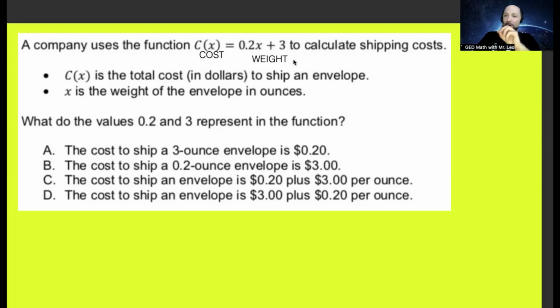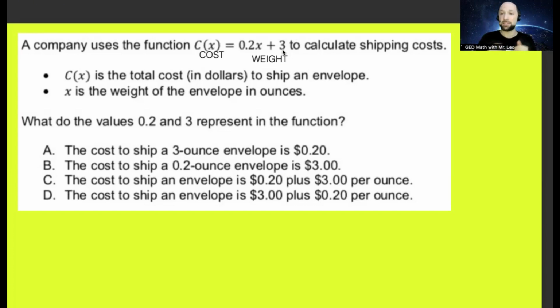If the weight is a large number, 0.2 is going to multiply with that large number. It's going to be bigger. You could think of it as happening repeatedly. If x is 20, 0.2 is going to have to be multiplied by 20. It's going to happen 20 times. The 3, no matter what, it's just plus 3.